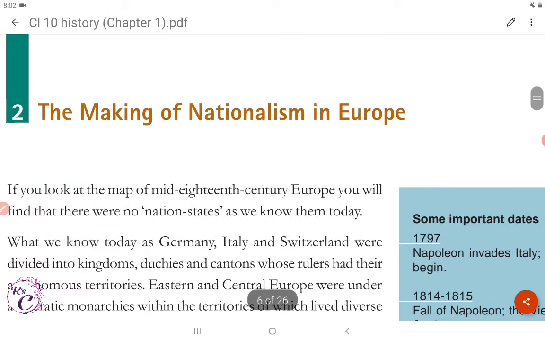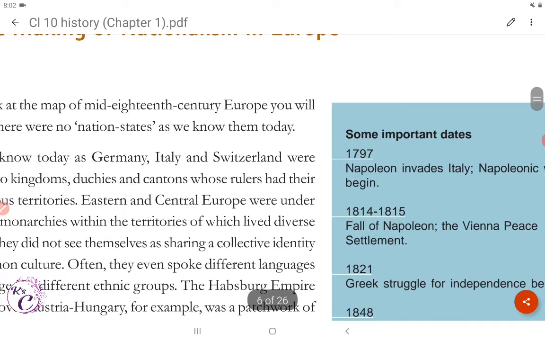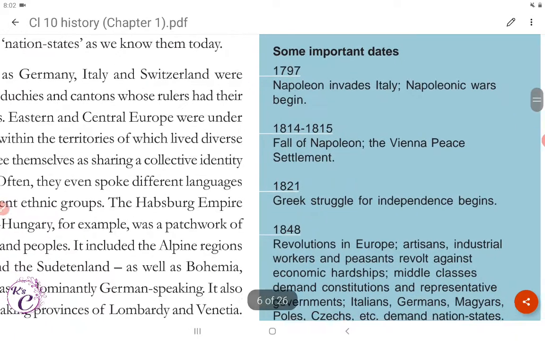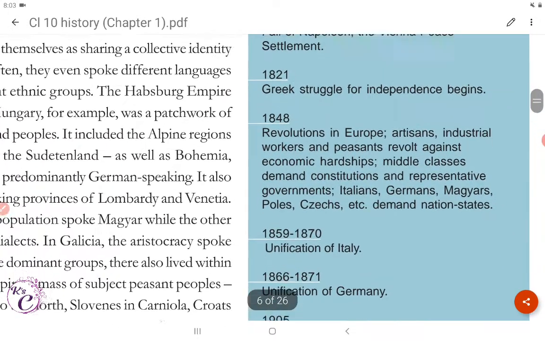The making of nationalism in Europe. Some important dates. 1797, Napoleon invades Italy. Napoleonic Wars begin. 1814 to 1815, Fall of Napoleon. The Vienna Peace Settlement. 1821, Greek struggle for independence begins.